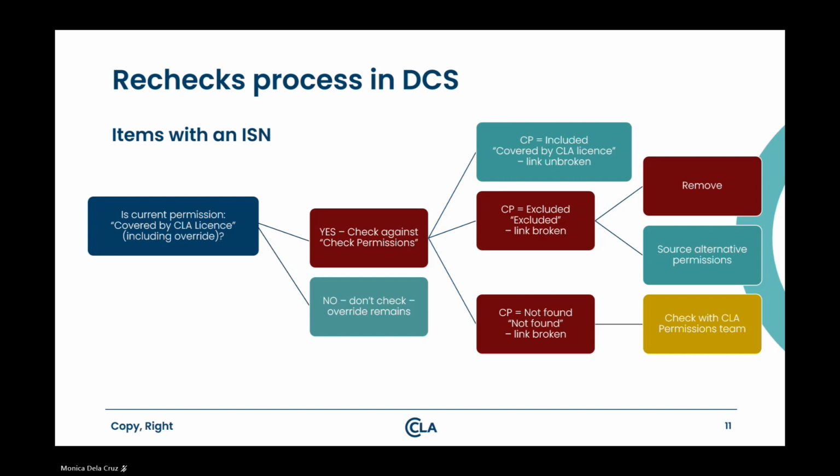And then if it's still covered, that's absolutely fine. Nothing changes. The link isn't broken. Everything carries on. If, however, it comes up as excluded, then the link will be broken. And you have two choices. You can either remove it from the DCS or you can source alternative permissions. For example, you can approach the publisher for direct permissions.